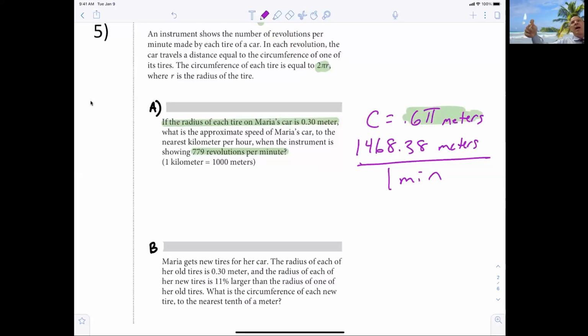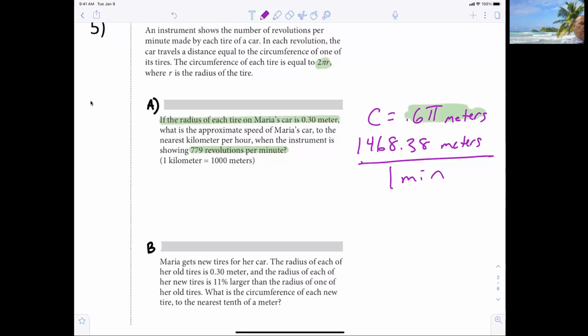So I want everybody to hit times 60 on their calculator. And that's how many meters I can go every hour. But the question doesn't say meters per hour. It says what? Kilometers per hour. So what am I going to do next? Divide by 1,000. 88.1, but it says round to the nearest kilometer. So it'd be what? 88.